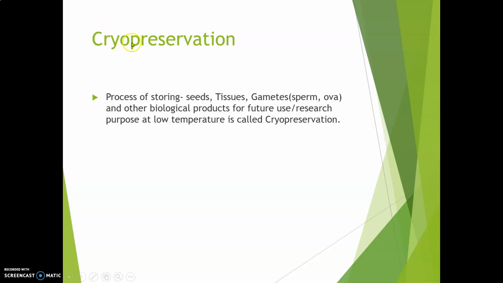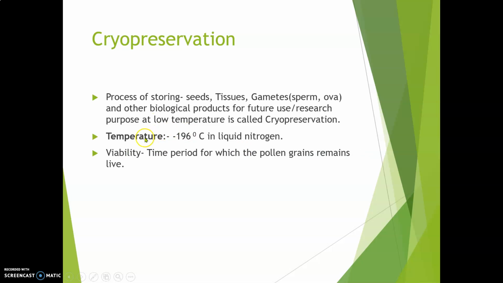Now, cryopreservation, you must have heard about it earlier also, means preserving something at a very low temperature. This is the process of storing seeds, tissues, gametes like sperm, ova, and other biological products for future use or research purposes at low temperature. For cryopreservation, a temperature of minus 196 degrees centigrade in liquid nitrogen is used for pollen grains.